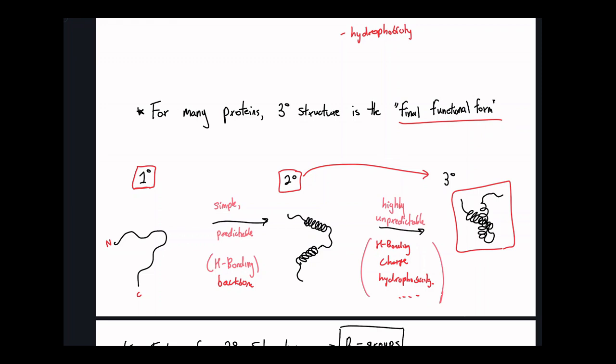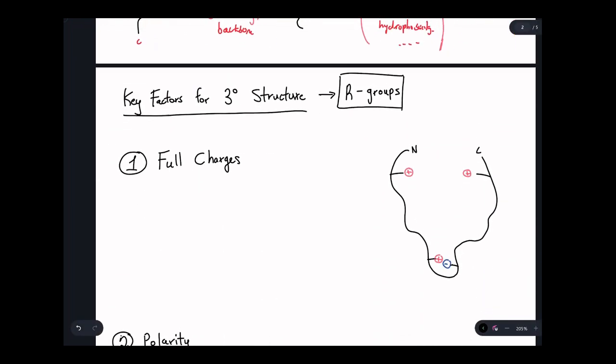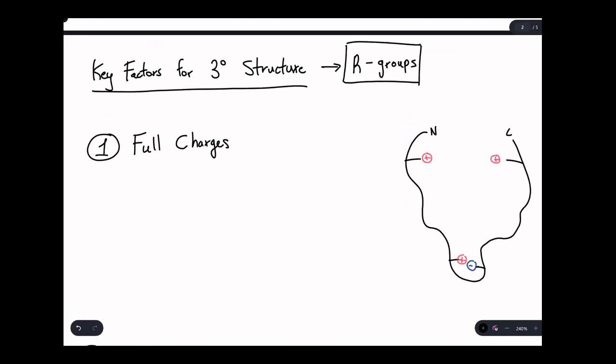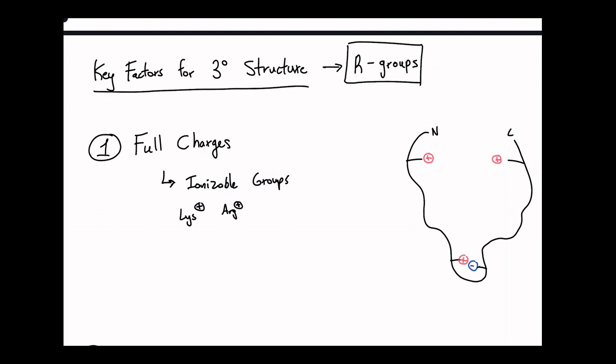So with that in mind, let's talk about some key factors for tertiary structure in more detail, specifically related to the R groups. The first is the presence of full charges. So this is relevant when we're talking about our ionizable functional groups. When we're talking about protein, remember the 8 or so charged amino acids that can potentially have charge. Amino acids like lysine and arginine carrying always a positive charge at pH 7. Amino acids like glutamate and aspartate carrying a negative charge at pH 7.